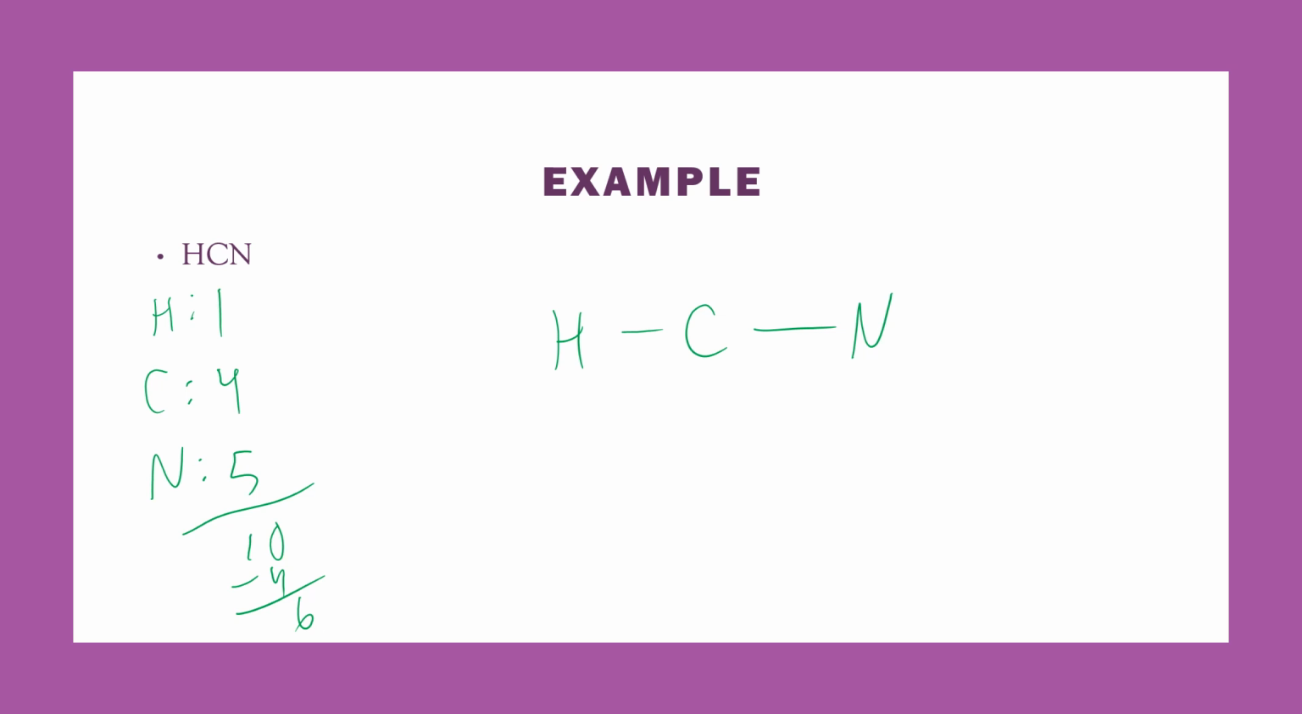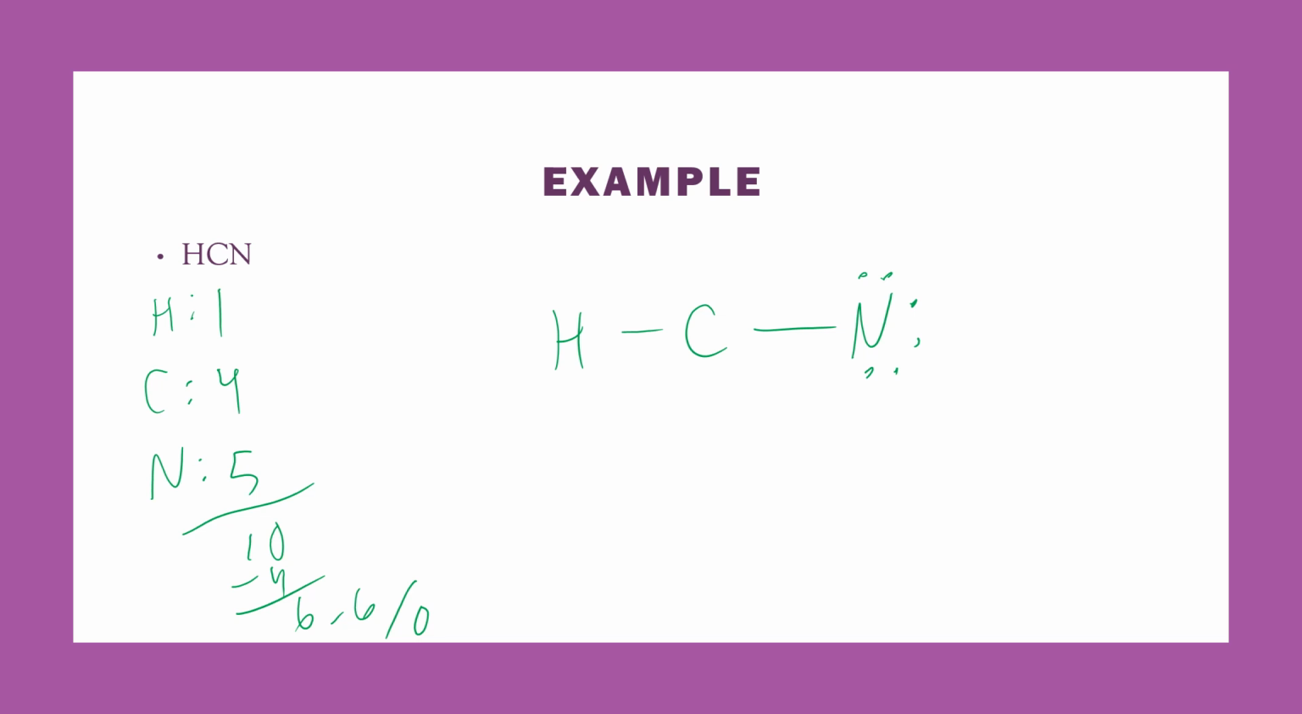Nitrogen, on the other hand, should have the full octet. Right now it only has 2 electrons. It needs 1, 2, 3, 4, 5, 6 to fill up its valence shell. So that uses up the last 6 of our valence electrons. So this is a possible Lewis structure.